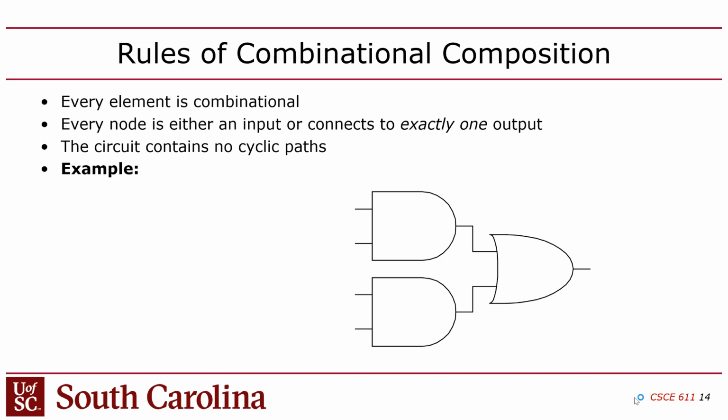cyclic paths. You might remember that when you build memory in digital logic, it relies on a cycle, like it relies on outputs that feed back to inputs. And in combinational logic, you're not allowed to have that, right? Because if you have that, it'll be sequential, right?